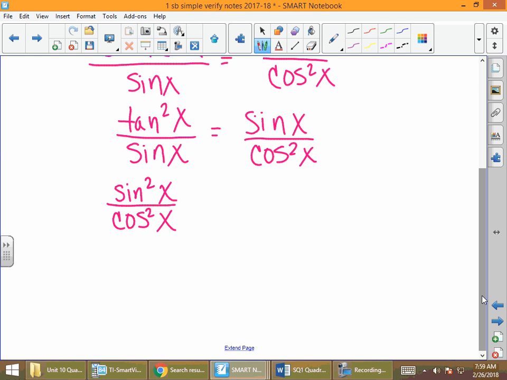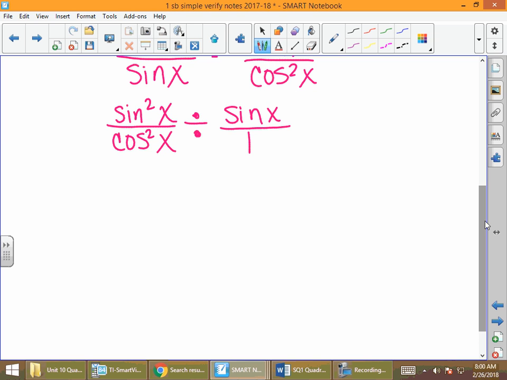What's happening here is we had tangent squared x divided by sine of x. Let's go the old school route and write it as sine squared divided by cosine squared, and then we're going to divide it by sine x over 1. And when dividing, don't ask why, flip the second one and multiply. So now we have sine squared x divided by cosine squared x times 1 divided by sine of x.